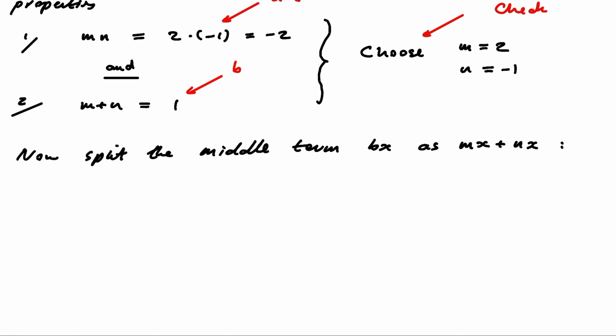So what do I get? I'm going to get 2x squared plus x minus 1 is equal to, okay, so 2x squared. So let's write the plus x as plus 2x minus x, minus 1. Okay, so why are we doing this? What's happening? Well, now let's do the following thing. Let's essentially bunch these two together and bunch these two together.